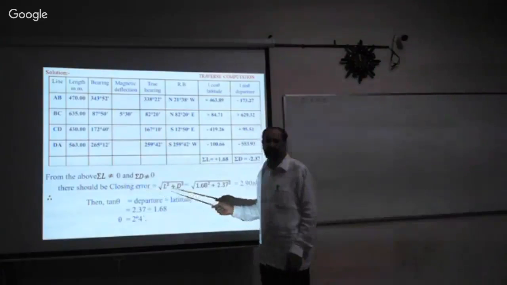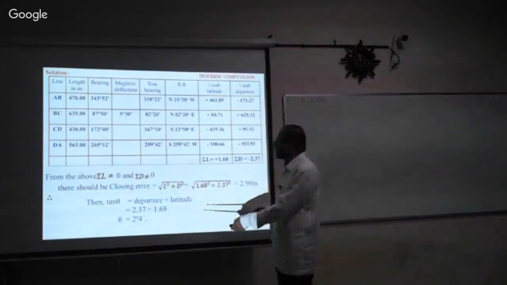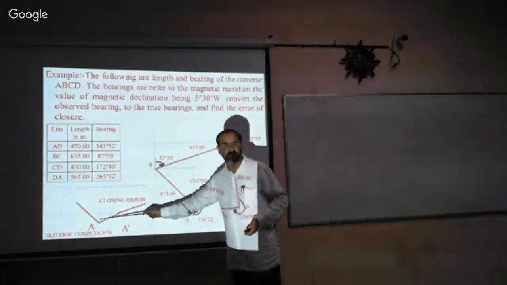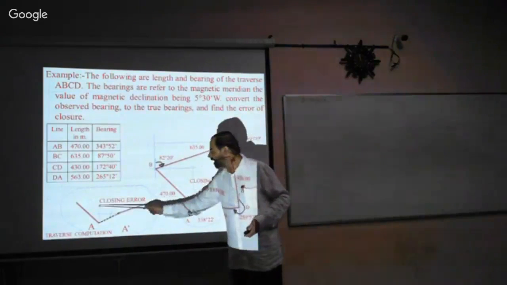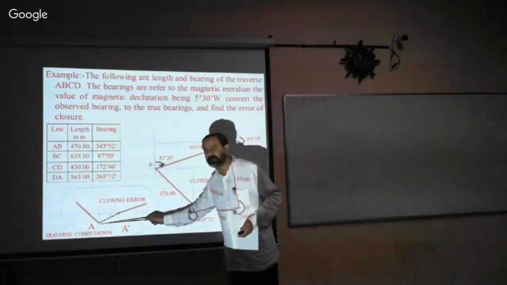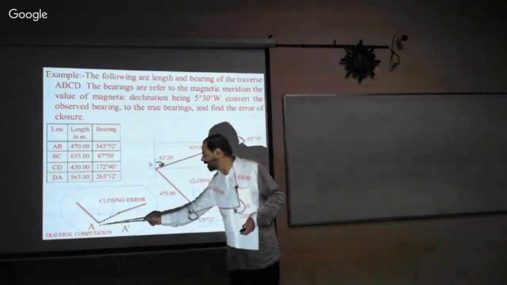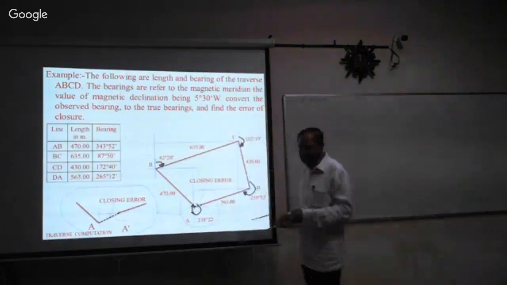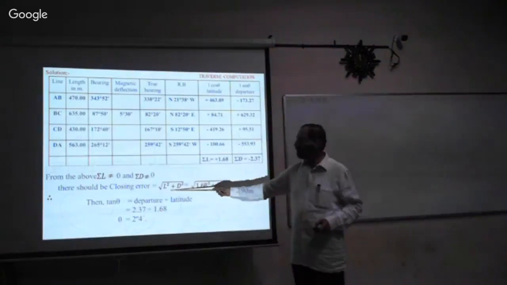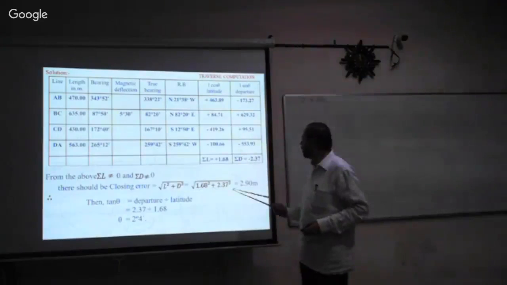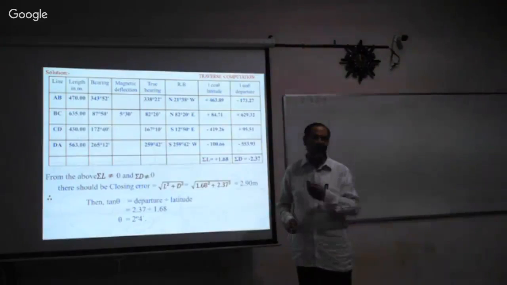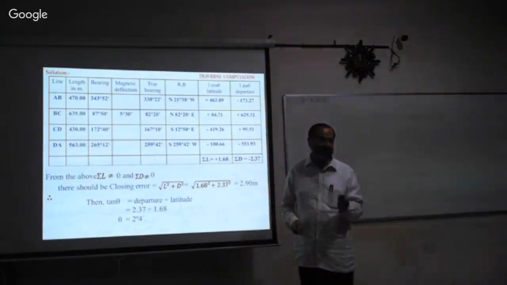Now apply the trigonometrical concept, the Pythagoras theorem. This is the closing error, sigma L and sigma D. Now this forms a triangle. Are we not able to calculate the length of this A dash A? So that is what we have done here. Sigma L square plus sigma D square. Now this value of 2.9 meter is the error in doing this traverse. 2.9 meter error is formed.